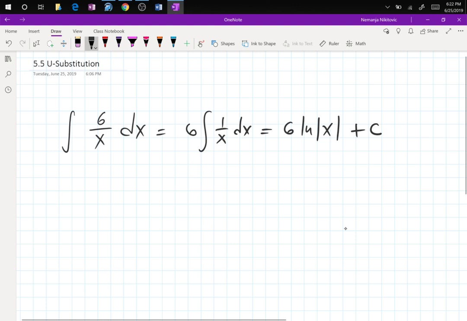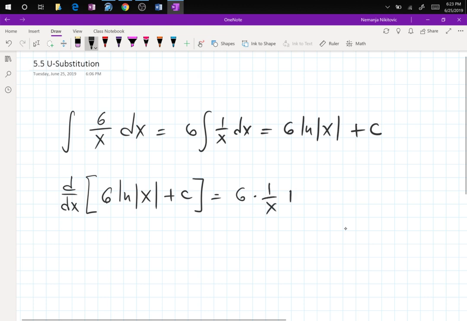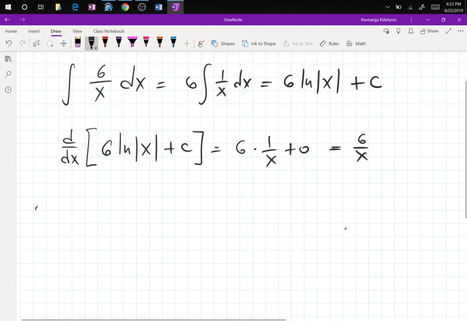Okay, so let's say you have a problem like this, then you can differentiate the answer, which is 6 ln absolute x plus c, to get 6 times 1 over x plus 0, which is 6 over x, which is where you started. So integration and differentiation go back and forth.